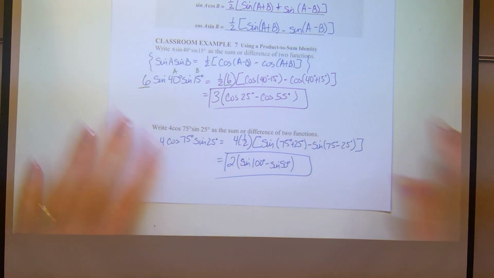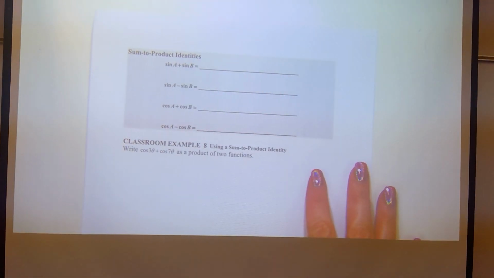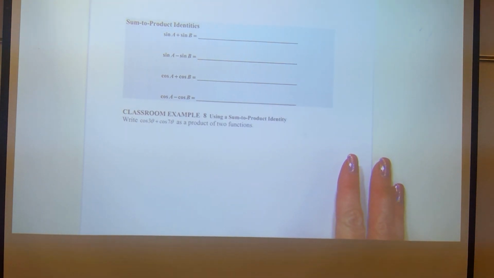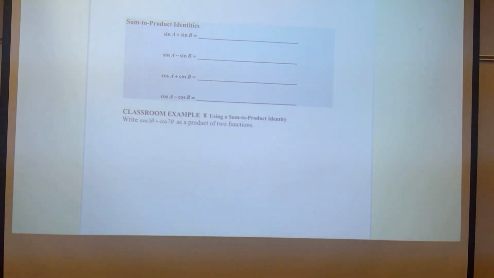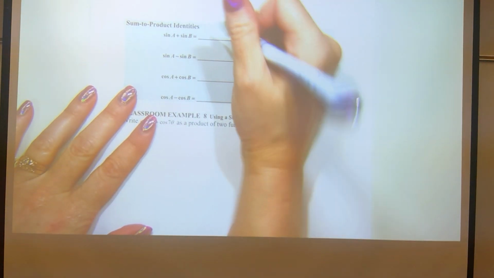All right, our last page of notes in this section. We've got 4 more identities. Instead of product to sum, now we're looking at going the other direction, sum to product. I am not going to take the time to go through and derive any of these. I want you to copy them off of your identity sheet. I want you to look at the identity sheet, write them down, and identify what patterns you see forming.